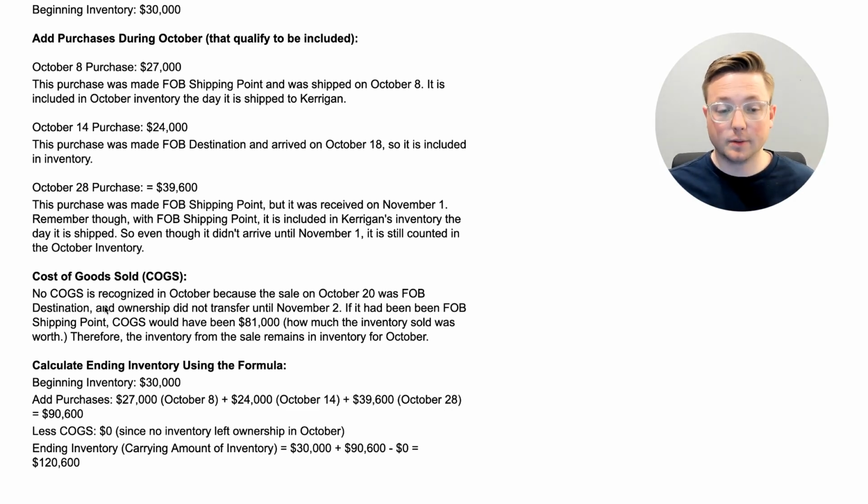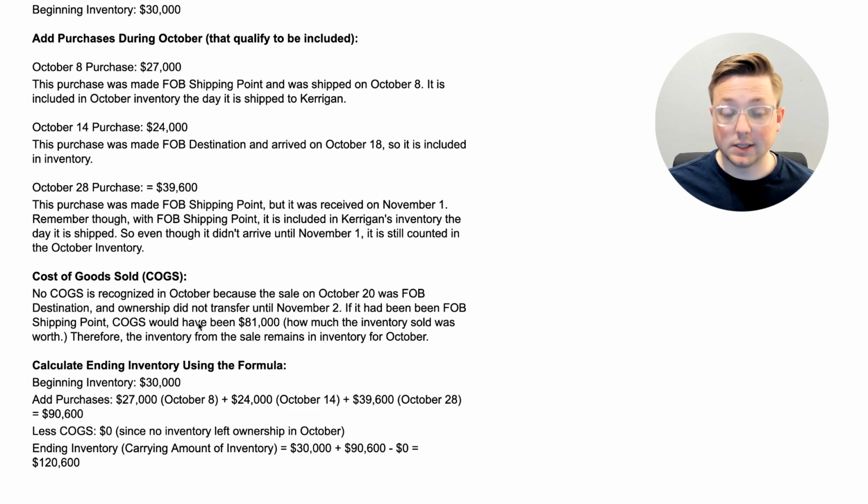Now for cost of goods sold. No cost of goods sold is recognized in October because the sale on October 20th was FOB destination and ownership did not transfer until November 2nd, even though they shipped it in October. But again, since it was FOB destination and they're the ones selling it, that means that the customer did not have ownership and they did not take responsibility for that stuff that they purchased until November 2nd when they received it. So because of that, they still have that considered in their inventory.